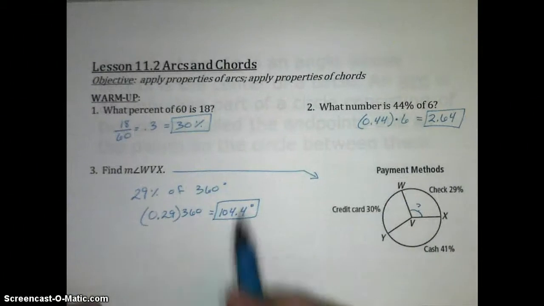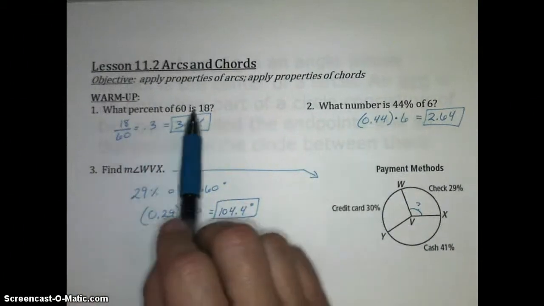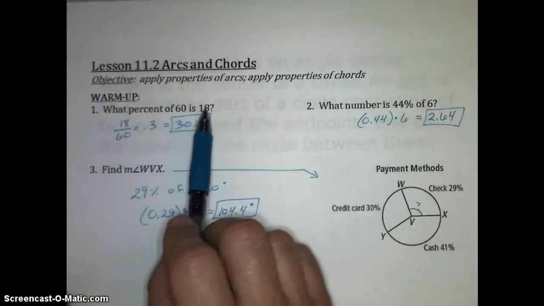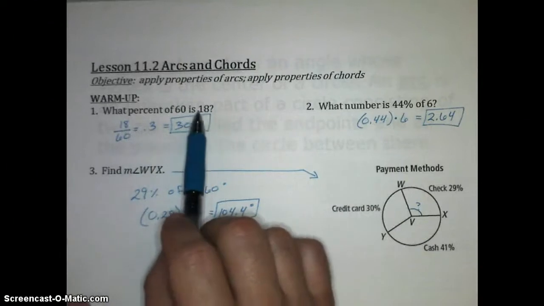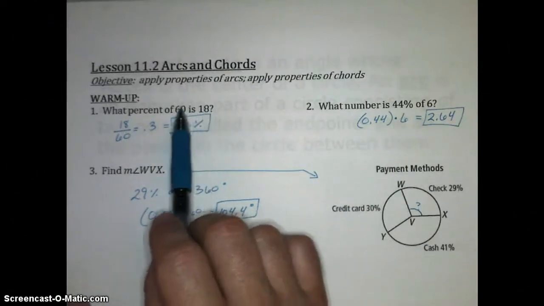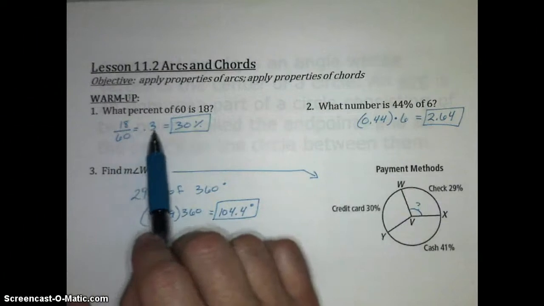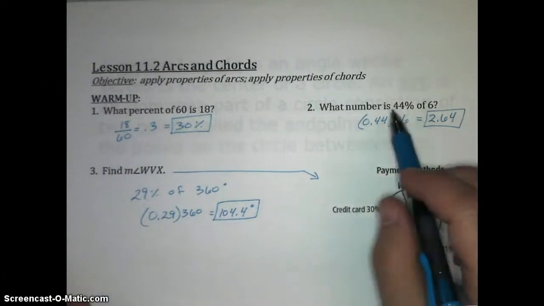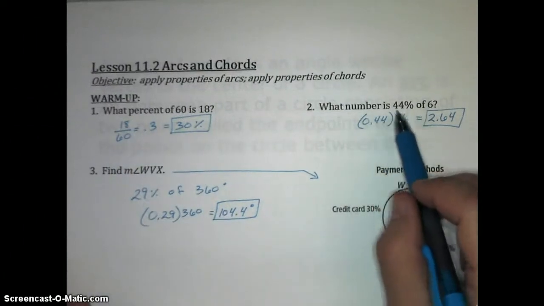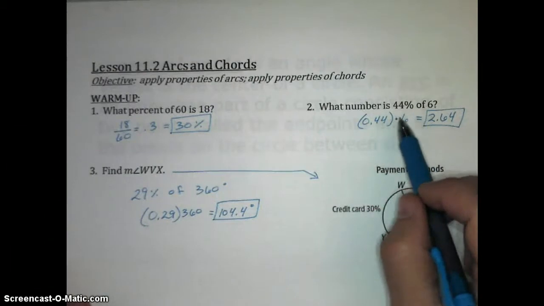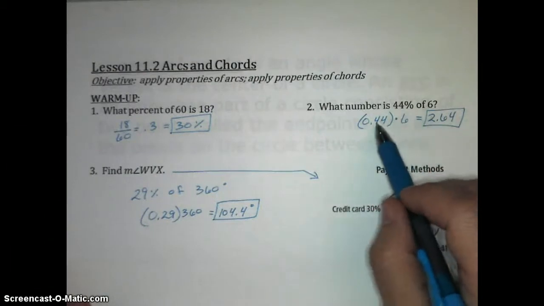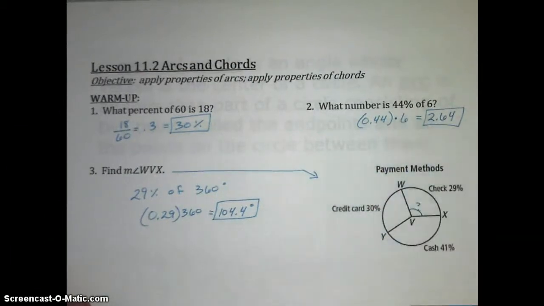For number 1, we should get 30%. To do this, we call it the is over of method. Take the number after the word is and put it over the one following the word of. 18 over 60 is 0.3 or 30%. To do a number that is 44% of 6, we just multiply 6 by that percentage. 0.44 times 6 is 2.64.